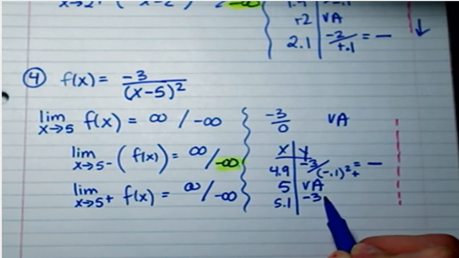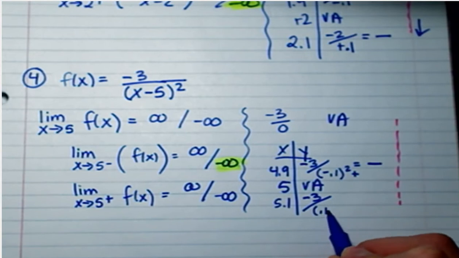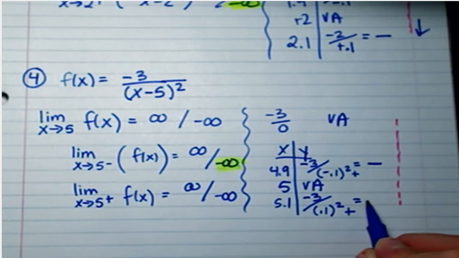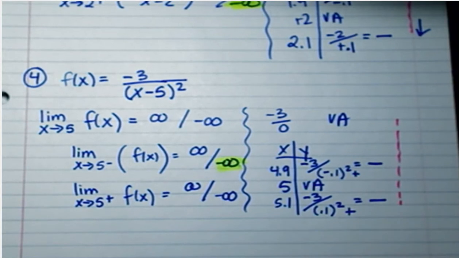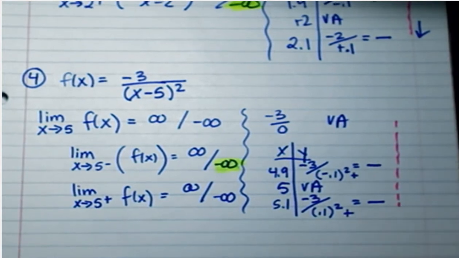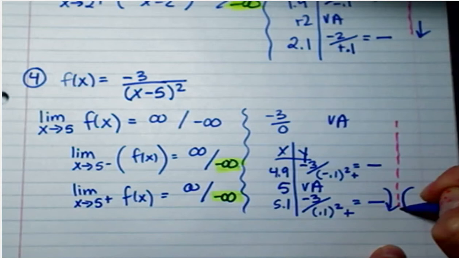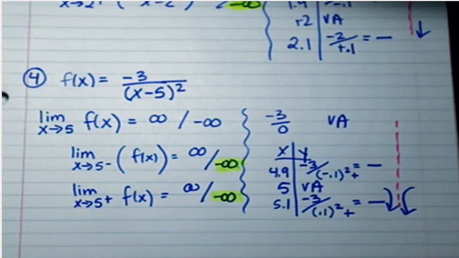You get a negative. Negative over positive squared, so we get negative. All right, Amber, what do I learn from this? So it's negative. So from the left side, it's negative. From the right side, it's negative. Final answer, Ian.